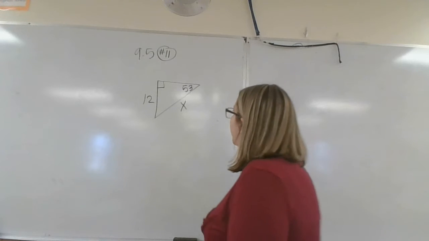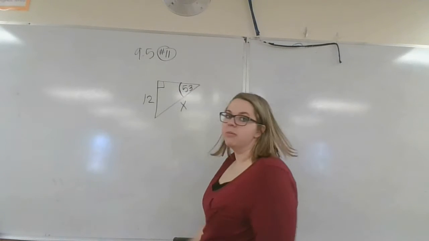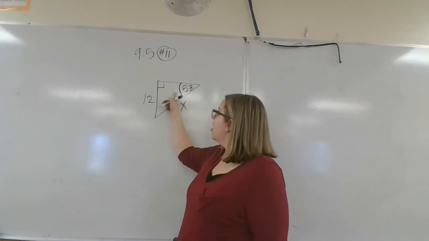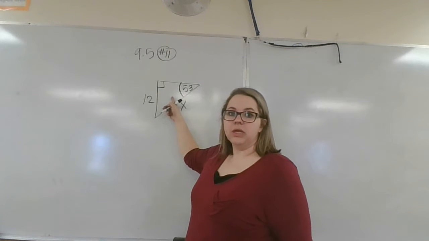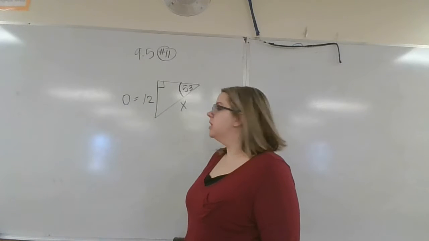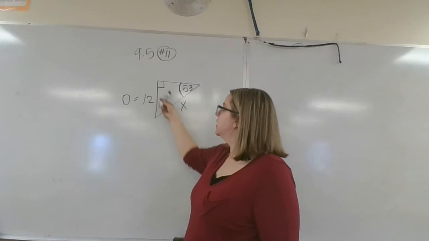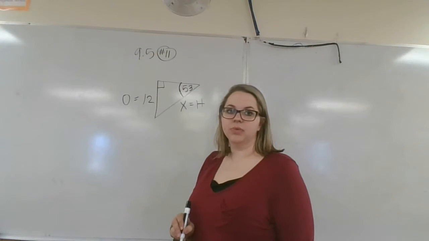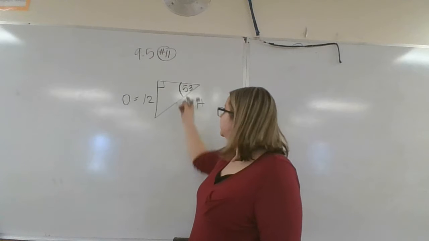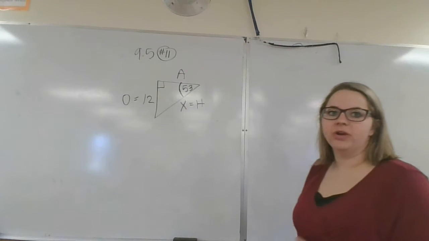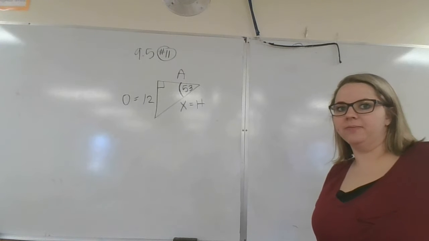Okay, well, I have this angle here, and I always label your sides first. So my side opposite of this angle is 12. So this is my opposite side. Now my hypotenuse is always across from my 90-degree angle, so x equals h. Now my adjacent side is the side next to my 50-degree angle, so that's my adjacent side.